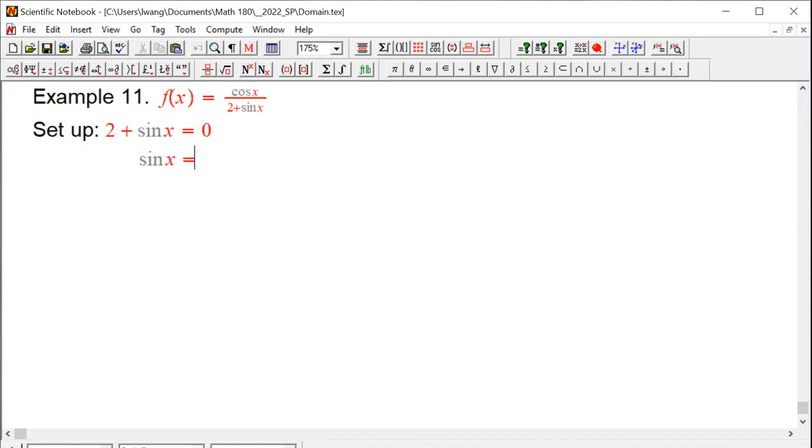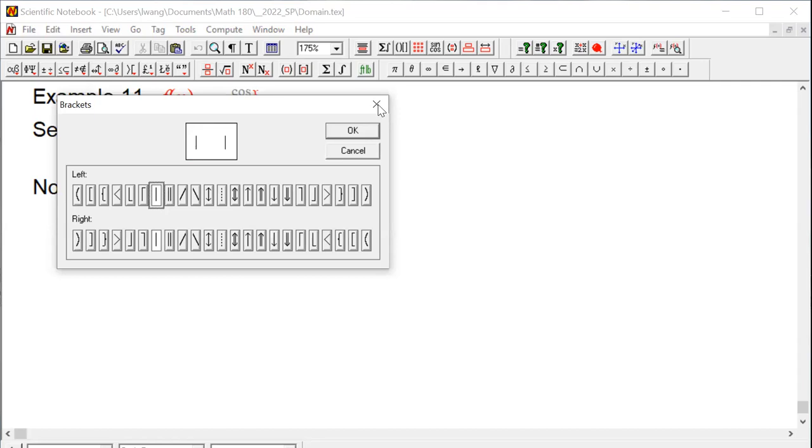Sine x equals -2. And then you realize, wait a second, do we have a solution? No, we have no solution here, because this will never happen, right? Why is there no solution?